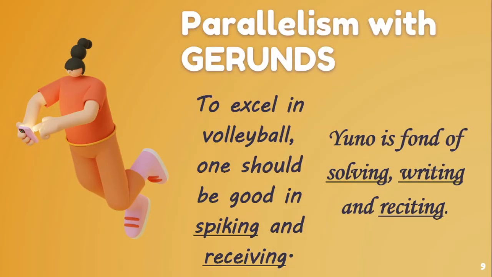And then, we have parallelism with gerunds. So gerund is an ing form of a verb used as a noun. Examples are, to excel in volleyball, one should be good in spiking and receiving. The other example is, Yuno is fond of solving, writing, and reciting.